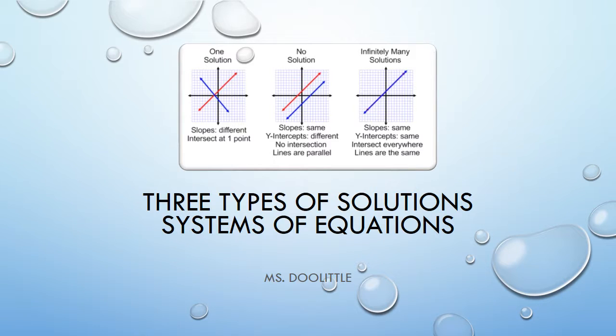All right, so what we're going to learn now is 3 types of solutions. We're going to look at ones that are one solution, ones that are no solution, and ones that are infinitely many.